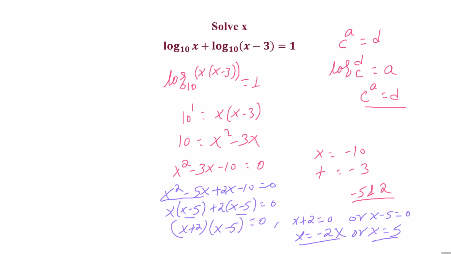So for 5, let's substitute: logarithm of 5 to base 10 plus logarithm of 5 minus 3 to base 10 is 1. Yes, so we can apply the product rule. So it becomes logarithm of 5 times 2 to base 10 is 1. So it becomes logarithm of 10 to base 10, which is 1. 1 equals 1, so the difference is 0. I think you understand how to find the value of x from here.